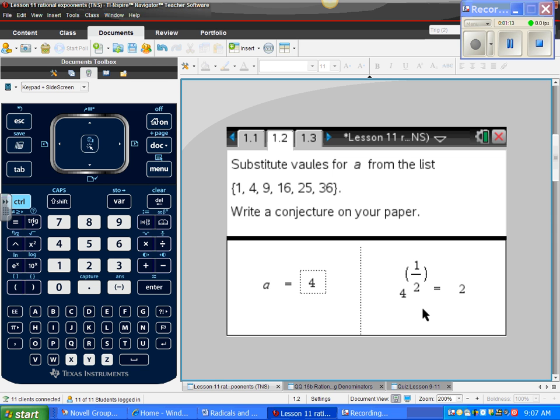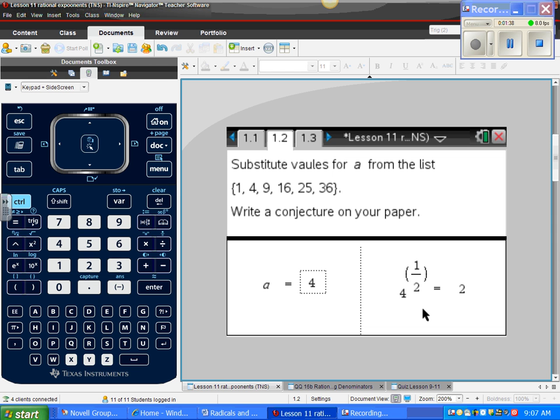Sorry about that, guys. Okay, so 1 to the 1/2 was 1, right? 4 to the 1/2 is 2. Okay, so what's the next one on our list? 9. So I'll go ahead and change that 4 to a 9 and see what 9 to the 1/2 power is. You only need to change the one on the right-hand side of the screen.